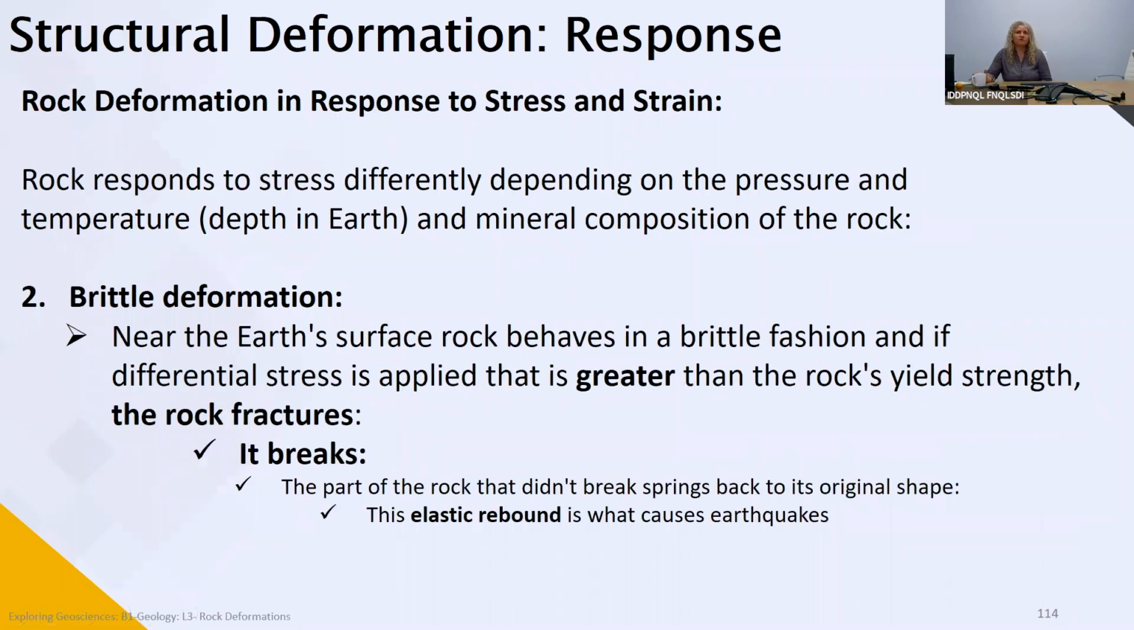Brittle deformation is when all of a sudden the rock behaves in a brittle fashion. Brittle meaning that it will break. That means the stress applied on it is greater and the rock will fracture. The part of the rock that didn't break springs back, and a good example for that would be the elastic rebound that causes earthquakes. But you have to understand that in brittle deformation, it breaks.